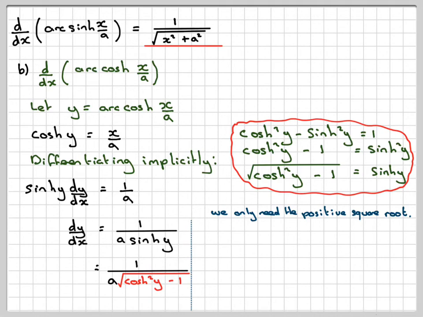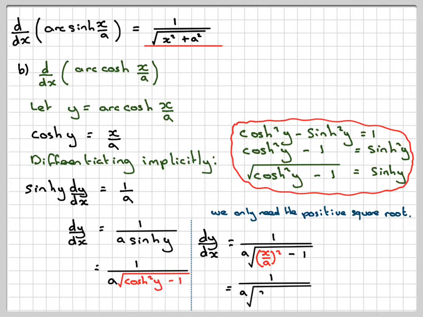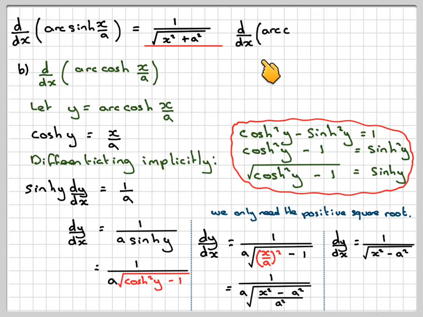The cosh is equal to x over a, so this will be 1 over a times the square root of x over a squared minus 1. Now, doing a similar trick like we did before, that becomes x squared minus a squared over a squared. When you take that a squared out, these a's cancel. So dy by dx will be 1 over the square root of x squared minus a squared. And therefore we can say d/dx of arccosh of x over a is 1 over the square root of x squared minus a squared. And then interestingly, of course, if you integrate that, you get back to that, where perhaps it's more useful.